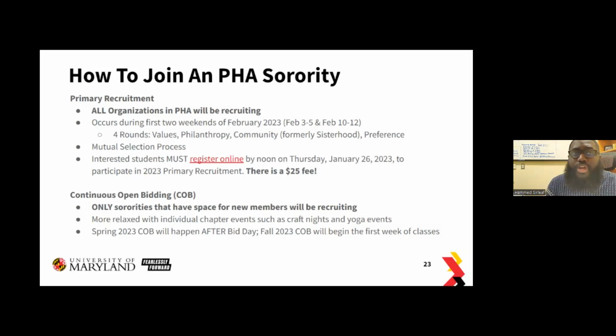So this spring, COB will occur after bid day. Bid day happens on Sunday, February 12th, and that's when people that participate in the process will get a bid, or an invitation, into a sorority. In fall 2023, continuous open bidding will begin the first week of classes.